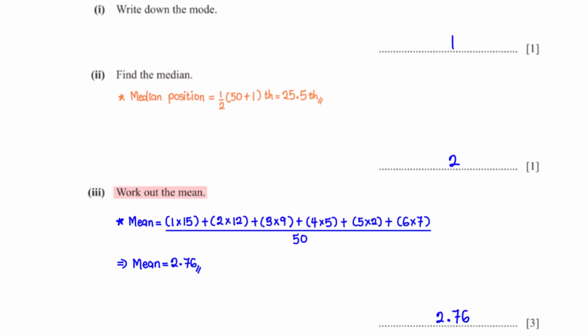Work out the mean. The mean is equal to the sum of all the numbers, which is 1 times 15 plus 2 times 12 plus 3 times 9 plus 4 times 5 plus 5 times 2 plus 6 times 7, divided by 50. When we type this into the calculator, we get 2.76.